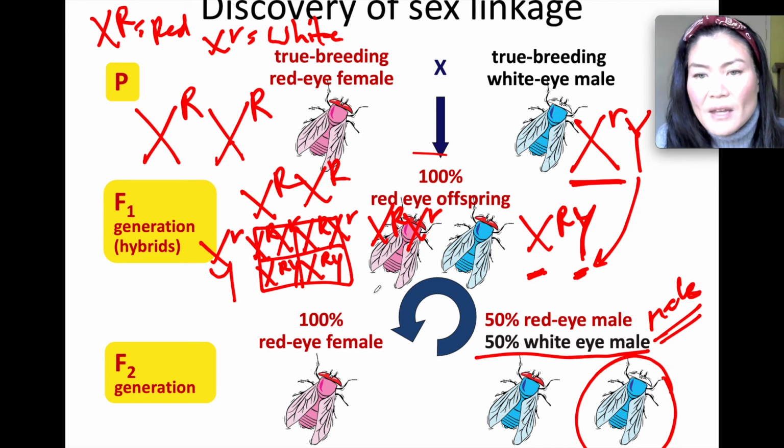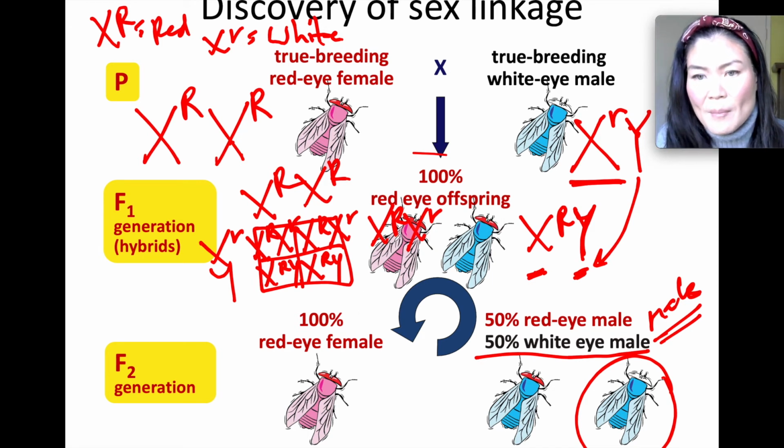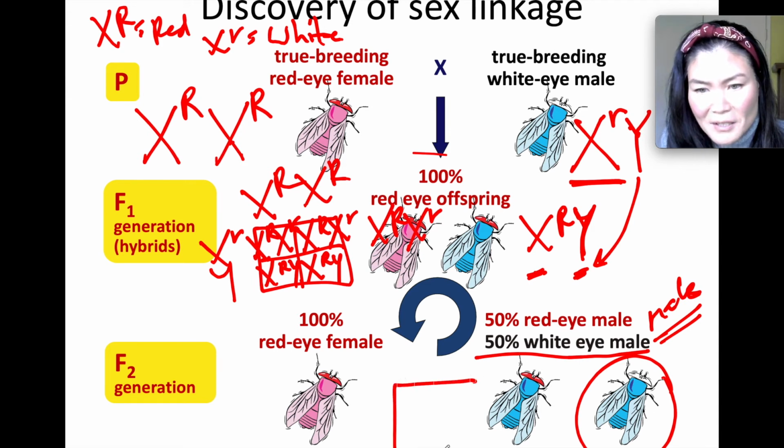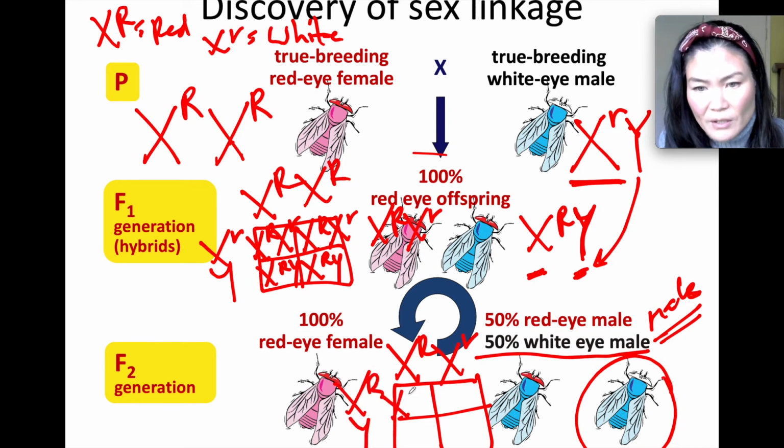Okay. And then in this experiment that Morgan did, he had them mate with each other, and then he found out that all the females had red eyes. So wish me luck on drawing the Punnett square for this one. So then we have the females. All the females are X big R, X little r. All the males are X big R, Y. So let's go ahead and fill in this Punnett square.